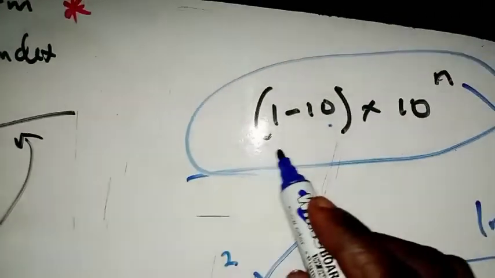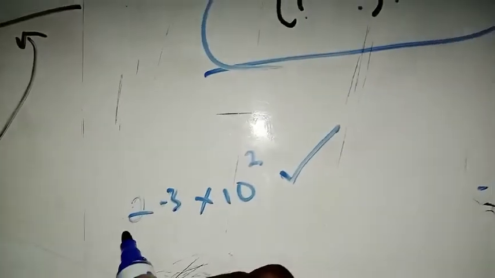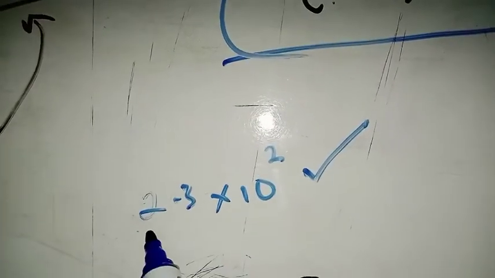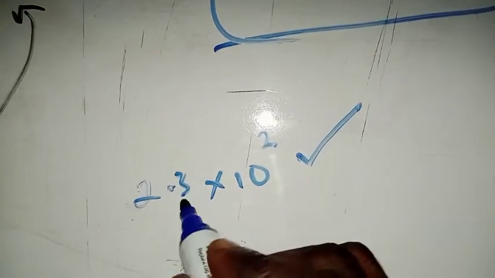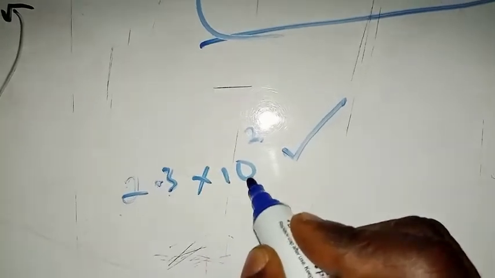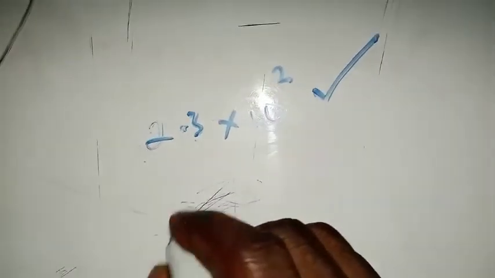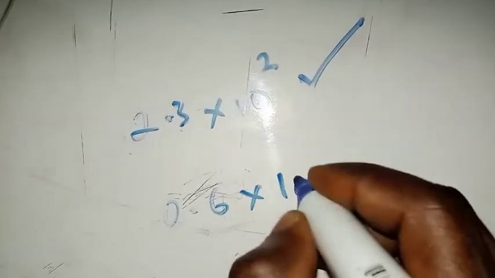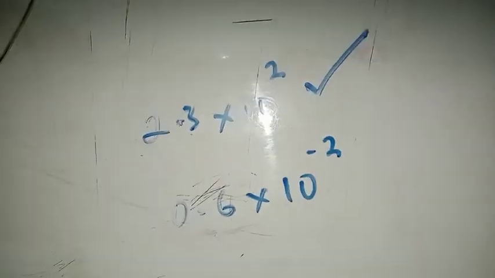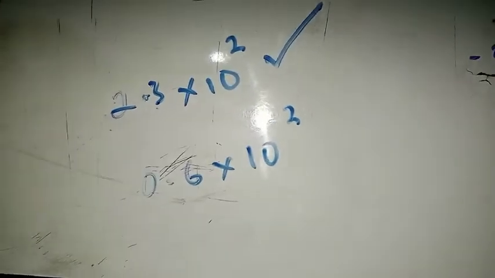Because it satisfies the condition that the number before the multiplication has to be between 1 and 10. Of course, 2.3 is between 1 and 10, right? And then multiplied by 10 raised to the power of another integer. Is that okay? So what about 0.6 multiplied by 10 raised to the power of -2? Can we say that this is also in standard form?